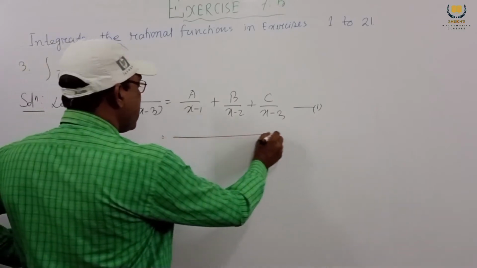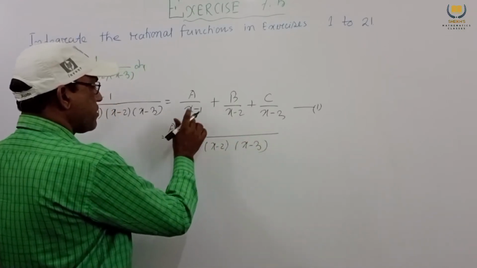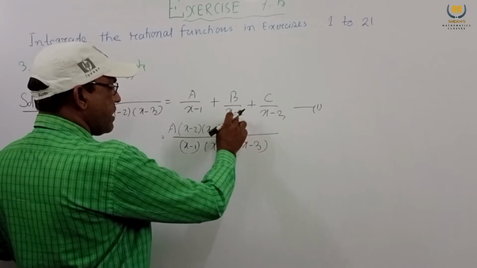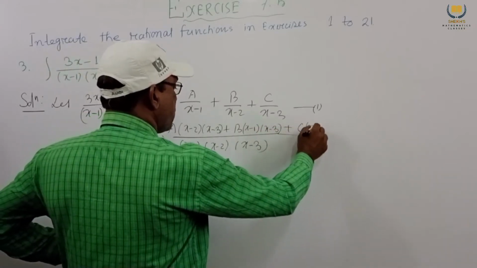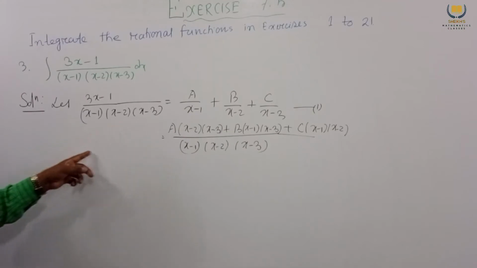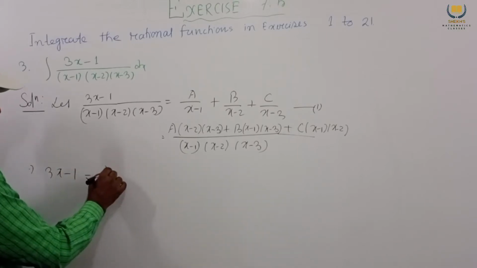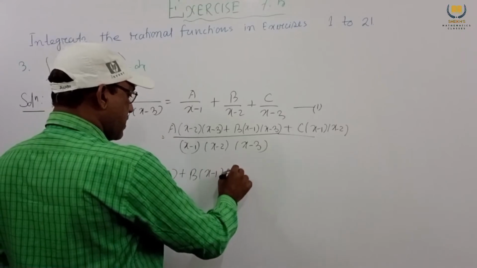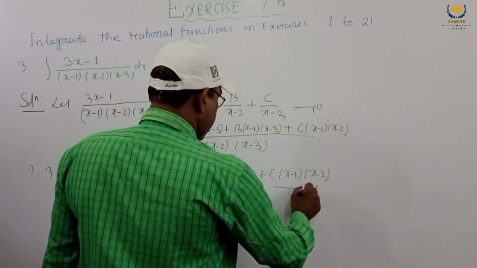Now, taking the LCM of this, x minus 1, x minus 2, x minus 3, in the numerator: here x minus 1 cancels, we get A into (x minus 2)(x minus 3), and here x minus 2 cancels, we get B into (x minus 1)(x minus 3). And the last one, C into (x minus 1)(x minus 2). So taking the LCM, we get this. Now the denominators are cancelled. We get 3x minus 1 equal to A into (x minus 2)(x minus 3), plus B into (x minus 1)(x minus 3), plus C into (x minus 1)(x minus 2). This is number 2.